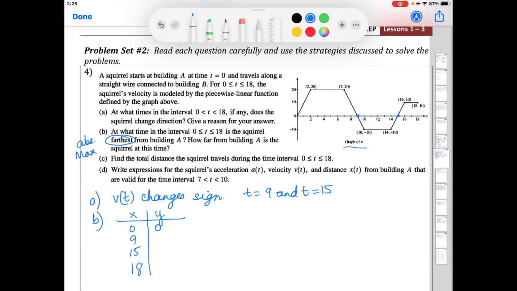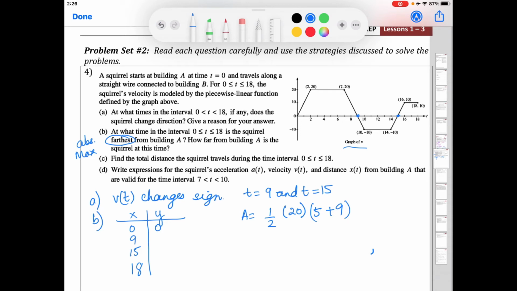For the others, I'm going to be finding the area under the graph. Let's say I'm looking from 0 to 9, I have this trapezoid, so it'll be the area of the trapezoid: 1/2 times your height, which is 20, times base 1 plus base 2. Your base at the bottom is 5, and the other one is 9.